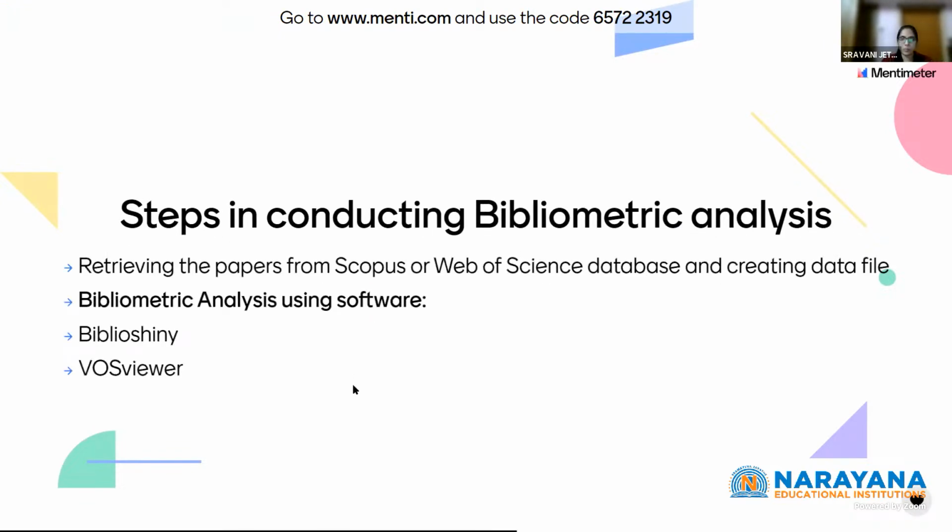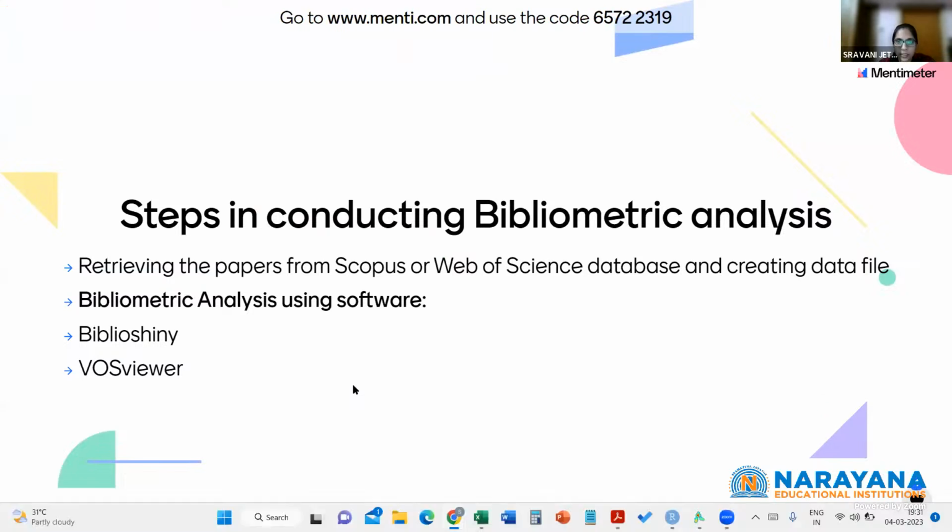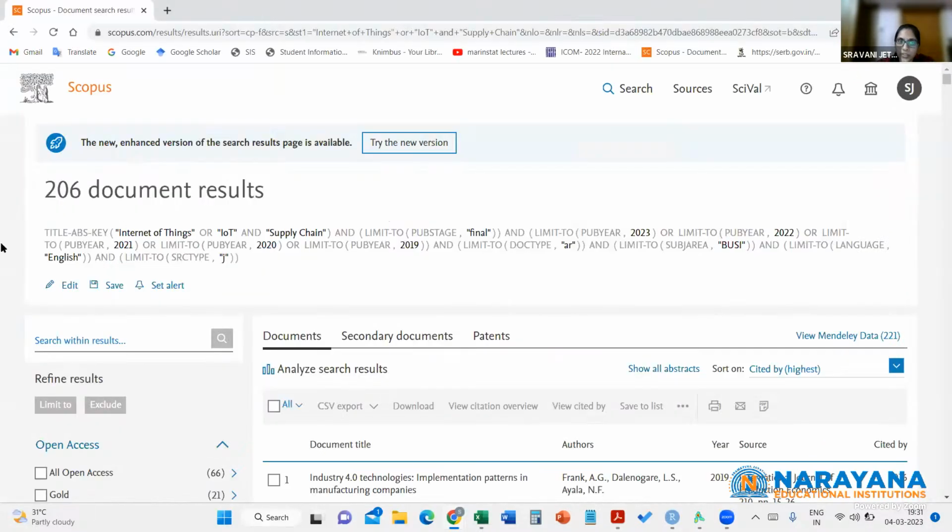So how you can do a bibliometric analysis is that first you have to retrieve the papers from either the Scopus or Web of Science database. These are the most commonly used databases. As you have seen how to search the papers recently, with the keywords Internet of Things, IoT, and supply chain, I have been using the exclusion and inclusion criteria based upon my interest for that particular analysis. Now I am only interested in IoT and supply chain, in the last 5 years only, only articles as a document type, restricted to the business management field and English language.